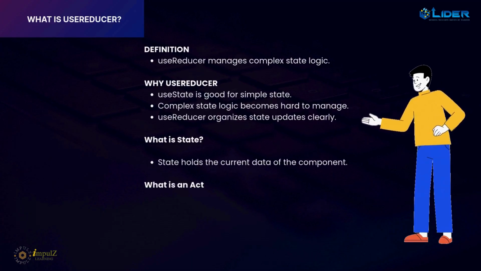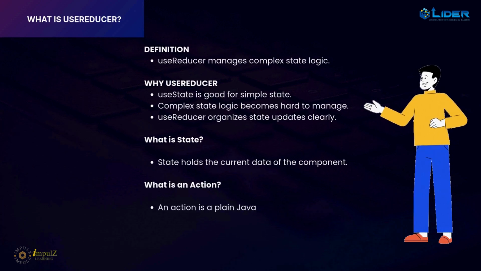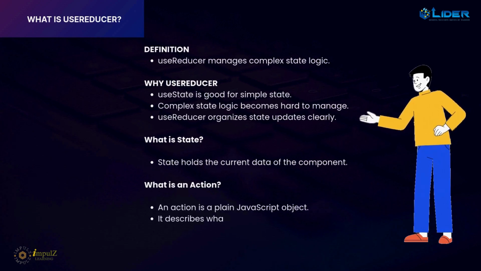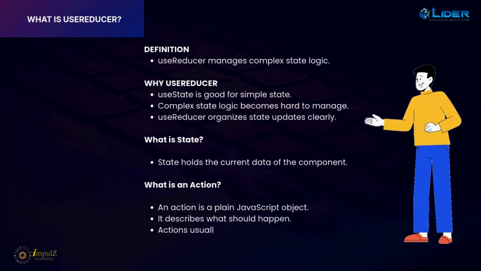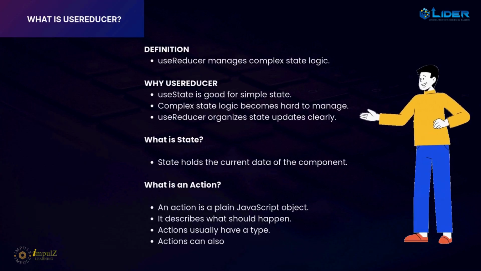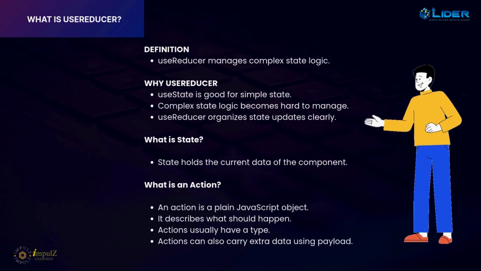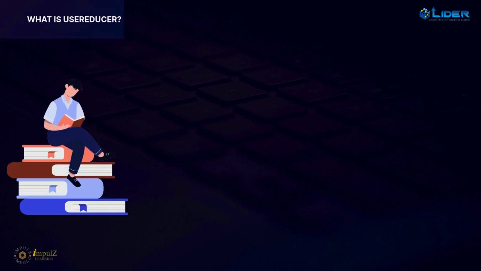What is state? State holds the current data of the component. What is an action? An action is a plain JavaScript object. It describes what should happen. Actions usually have a type. Actions can also carry extra data using payload.